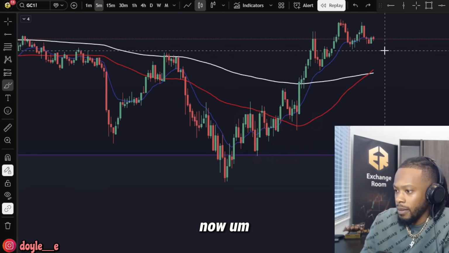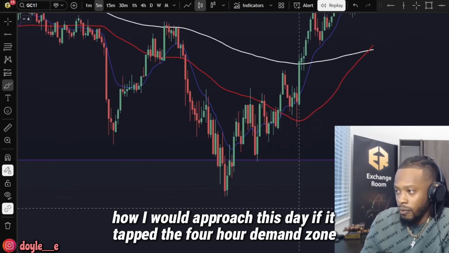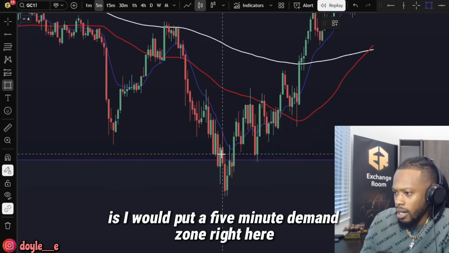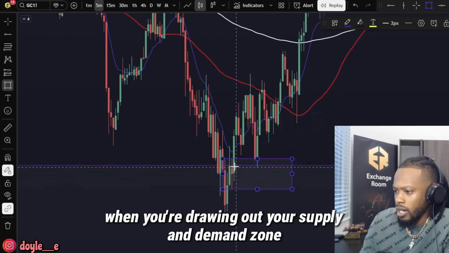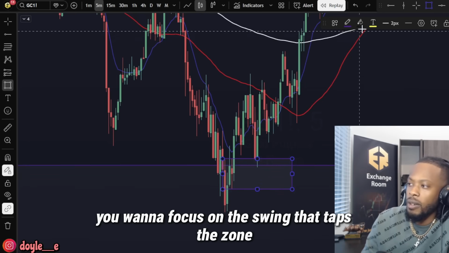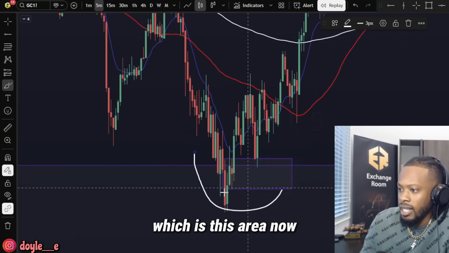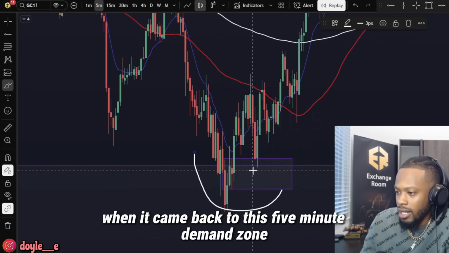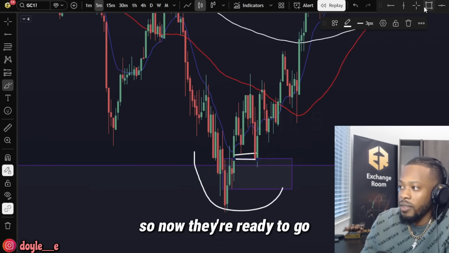You just want to see somewhat of a break of structure. Now, me personally, how I would approach this day if it tapped the 4-hour demand zone is I would put a 5-minute demand zone right here. When you're drawing out your supply and demand zone, you want to focus on the swing that taps the zone, which is this area. When they came back to this 5-minute demand zone, they filled in the gap for this whole entire swing. So now they're ready to go.